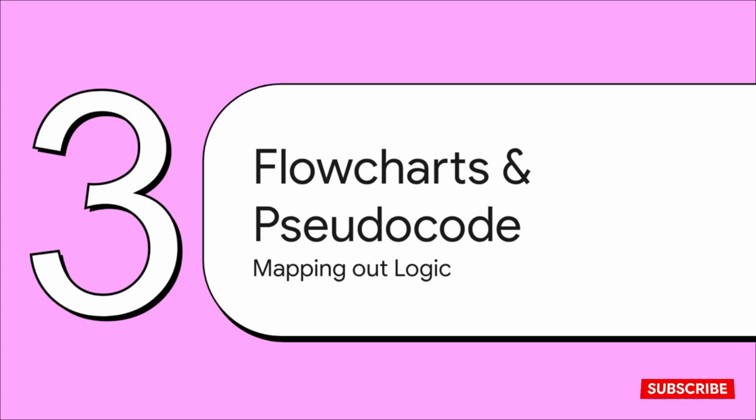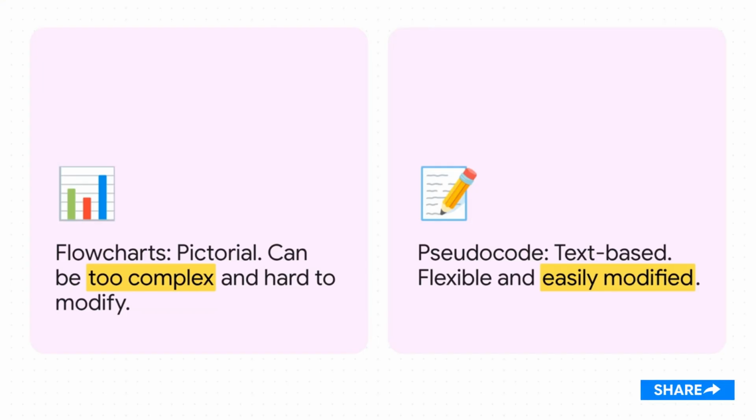Section 3. Flowcharts and pseudocode. Here we have a direct contrast between the 2 most popular planning tools. Flowcharts are fantastic visual blueprints. They use very specific shapes, like ovals for starting and stopping, or diamonds for making decisions. But if your program gets too complex, a flowchart can turn into this messy web of intersecting lines that heavily resist modification. Pseudocode, on the other hand, is text-based.